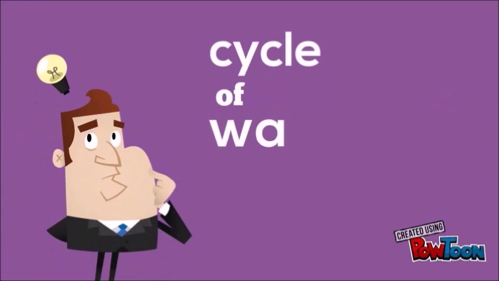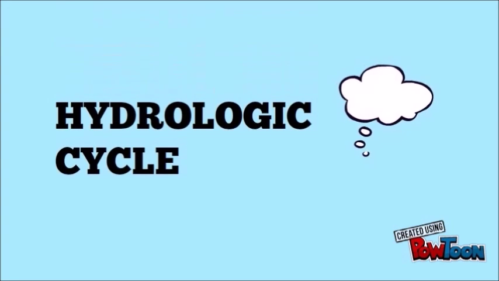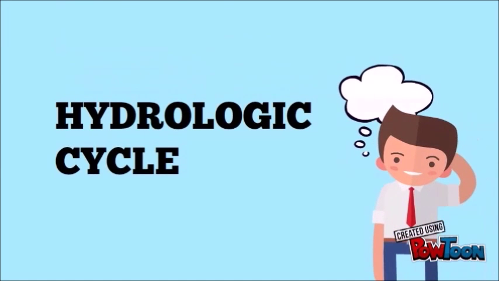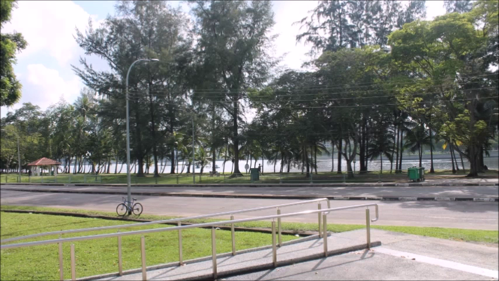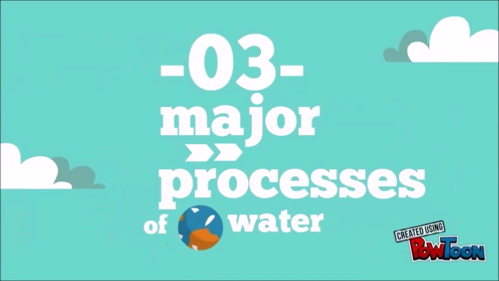Now, let's familiarize ourselves with how the cycle of water occurs. The continuous movement of water in the biosphere is called the hydrologic cycle. The Earth's water cycle is the global mechanism by which water moves from the air to the Earth, eventually back to the atmosphere. Let's discuss the three major processes of the water cycle.